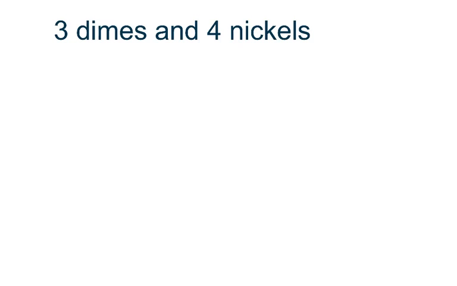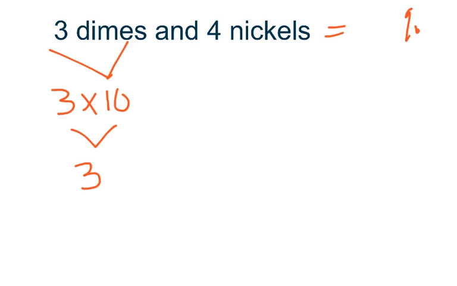3 dimes and 4 nickels. I want to write this as a percent. Well, what do I have to do? 3 dimes. What does 3 times 10 equal, right? Because 1 dime is 10 cents. So 3 times 10 is 30.